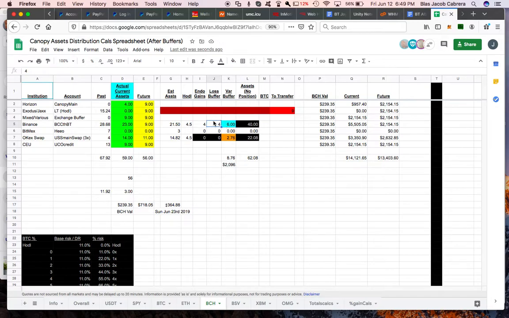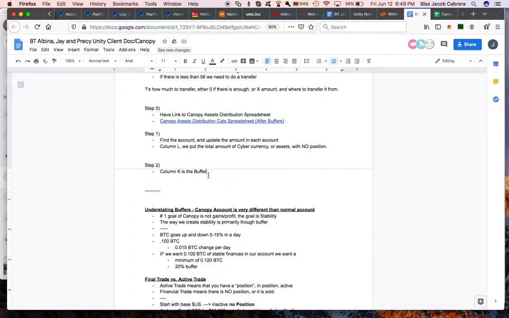You've got our loss buffer of 4, and we have endo gains of, in this case, 2 or 3. As soon as we have an endo gains buffer, then we can start changing the actual assets. Typically, the best way to do it with the endo gains depends on how often we want to calculate, okay? So let's go back to our notes.